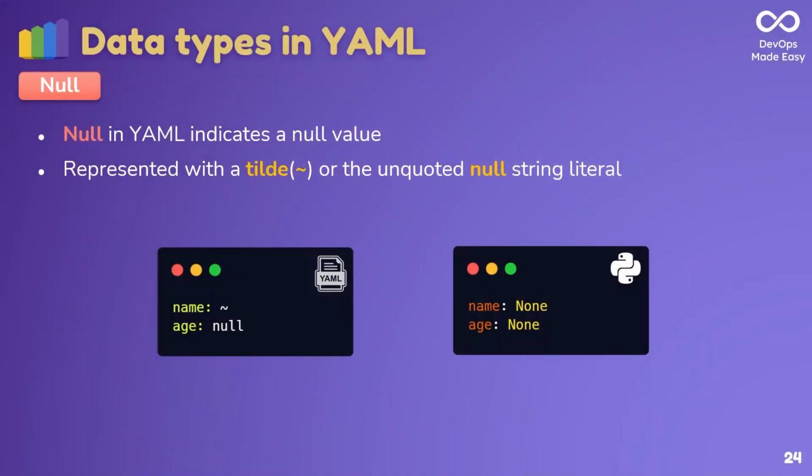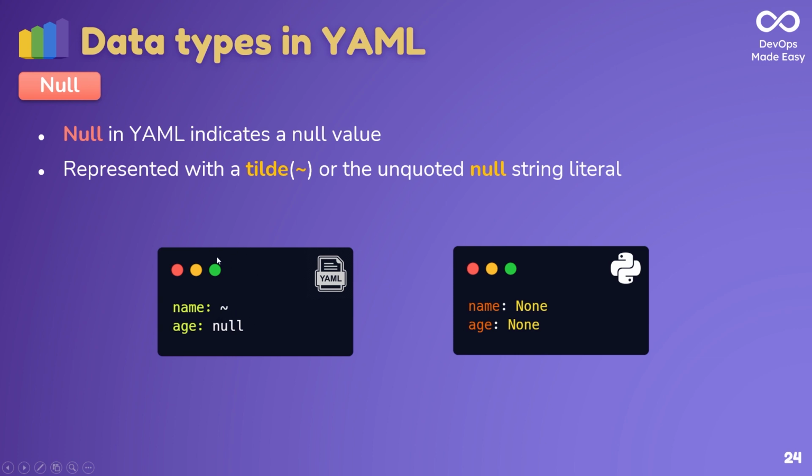Now what about null? Let's say I don't have anything to mention as a value, so it is a null value. Null values are indicated with the tilde or the null literal without any quotes. You should not quote this null, otherwise it will be taken as a string. So you have to put null as the value, or you can use tilde.